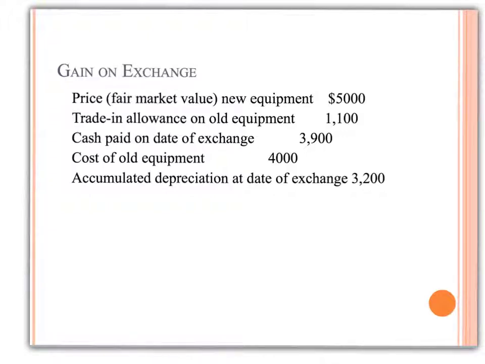Let's look at some information for a gain on an exchange. The price of the new equipment or its fair value is $5,000. The trade-in allowance on the old equipment, $1,100. Cash paid on date of exchange, $3,900. The cost of the old equipment on our books, $4,000. The accumulated depreciation at date of exchange, it has been updated, $3,200.